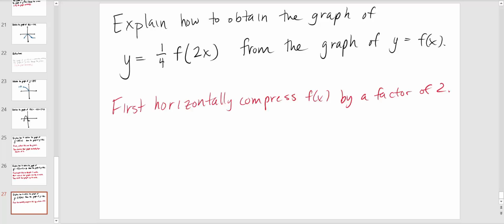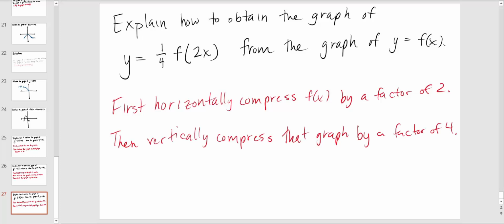Now we're multiplying by this 1/4 on the outside. Because it's on the outside, that's a vertical effect. When you multiply on the outside by a number between 0 and 1, that is a vertical compression. So we're going to vertically compress the graph by a factor of 4. It's going to be 1/4 as big as it was before. So we're compressing it by a factor of 4.